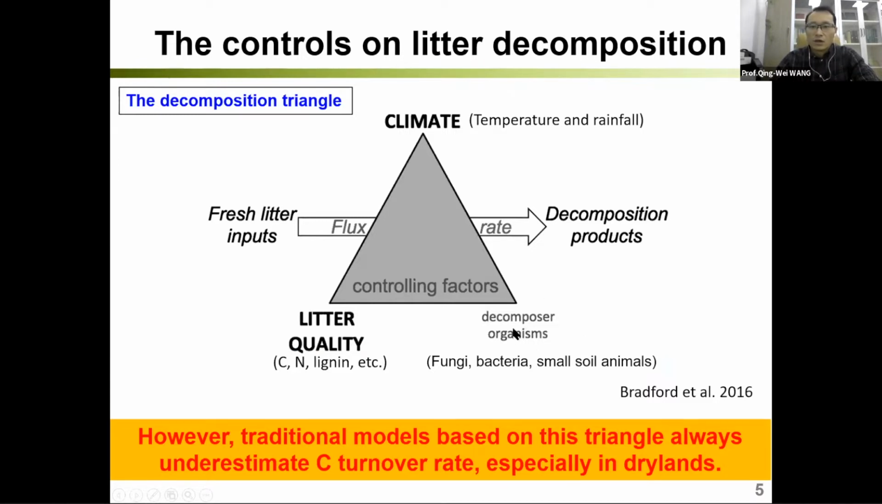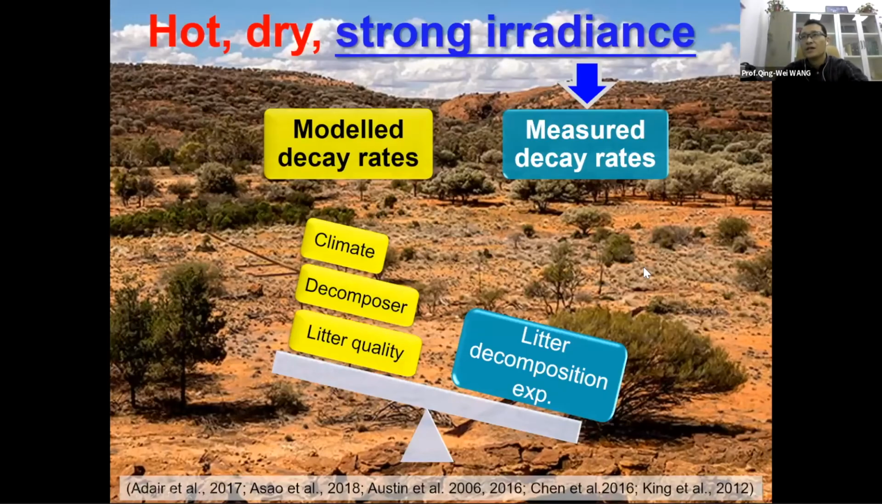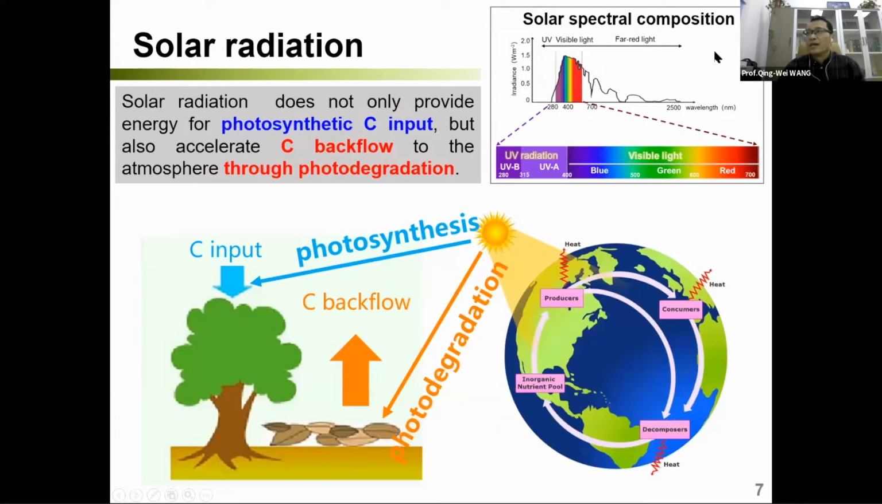Litter decomposition generally is controlled by climate, for example temperature and rainfall, litter quality, such as carbon, nitrogen, lignin, and decomposers. However, traditional models based on this triangle always underestimate the carbon turnover rate, especially in drylands. In such a hot, dry environment, the modeled decay rate is much lower than the observed value. The big reason is that stronger irradiance is not included in the model. Solar radiation with different spectral composition not only provides energy for photosynthetic carbon input, but also accelerates carbon backflow to the atmosphere.